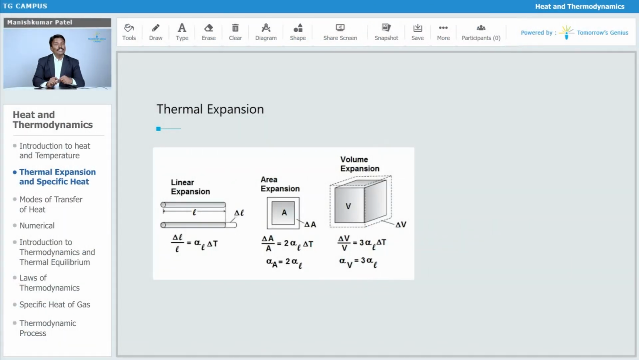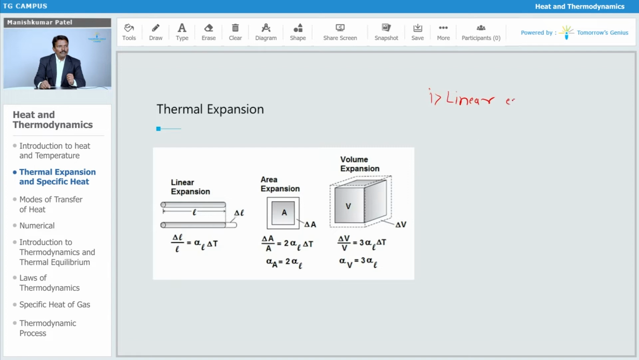Now the next point, which is again very important, is thermal expansion. Obviously, a body expands when you provide some heat to it. There are different kinds of expansion that we have to find over here. The first one is linear expansion.